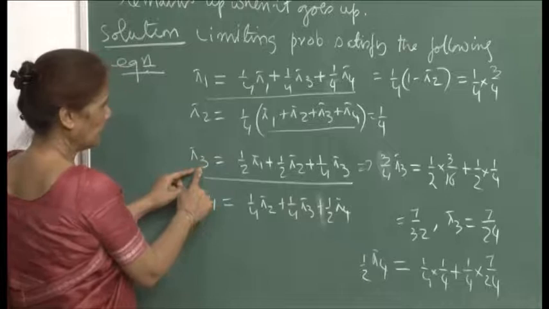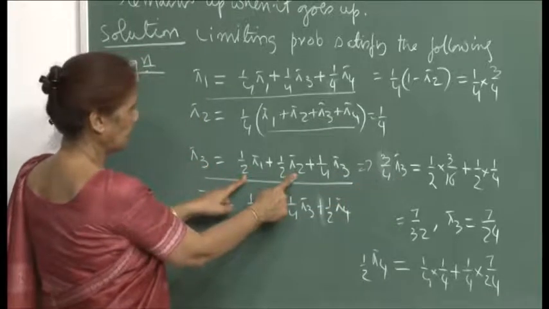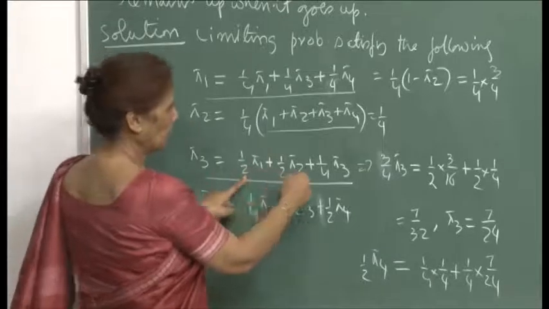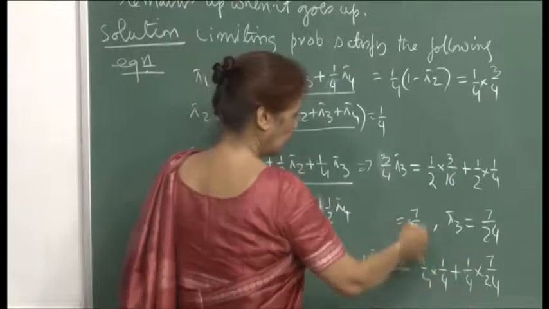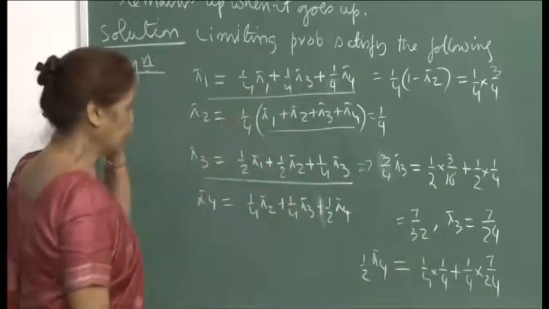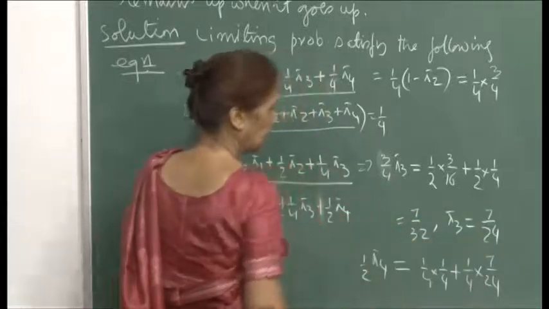So, this will be 3 by 4 pi 3, 3 by 4 pi 3, and I substitute the values of pi 1 and pi 2. So, this will be 1 by 2 into 3 by 16 plus 1 by 2 into 1 by 4, that gives me 7 by 32. So, pi 3 will be, when you multiply by 4 by 3, 7 by 24.